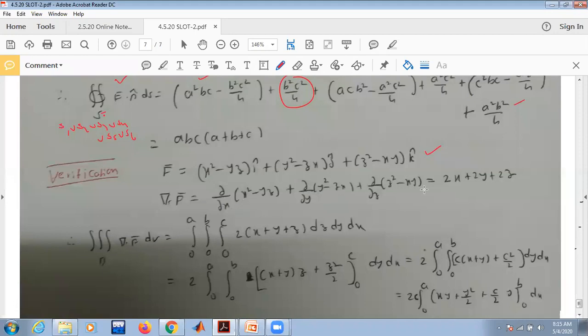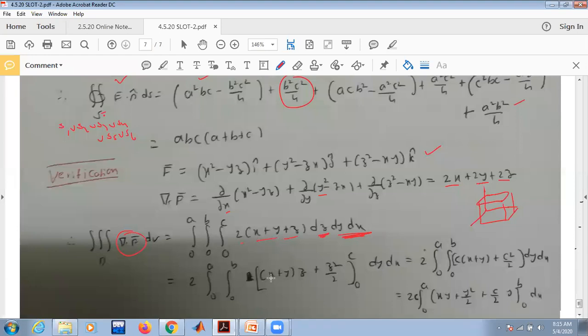So the first component derivative is 2x, the second component derivative with respect to y is 2y, the third component derivative with respect to z is 2z. That is 2 into x plus y plus z, and this you have to compute over the cuboidal region, and in the cuboidal region all the limits are going to be constants. So x varies from 0 to a, y varies from 0 to b, and z varies from 0 to c. When you are integrating with respect to one variable, the remaining two variables are treated as constants. So x and y are treated as constants.